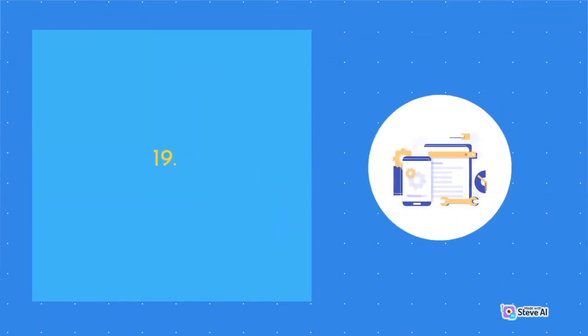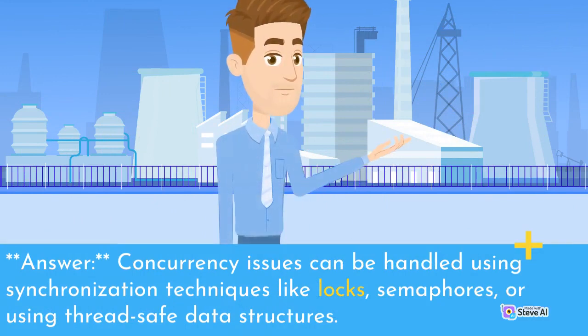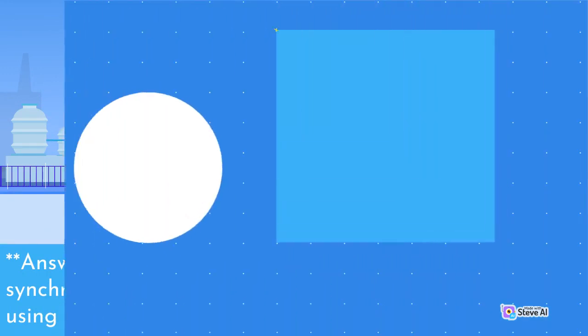19. Question: How do you handle concurrency issues in a multi-threaded application? Answer: Concurrency issues can be handled using synchronization techniques like locks, semaphores, or using thread-safe data structures. 20.